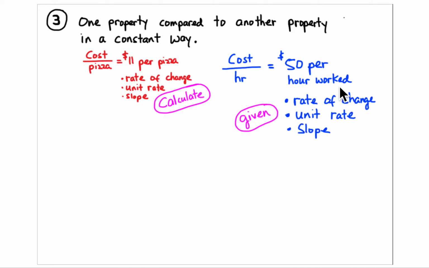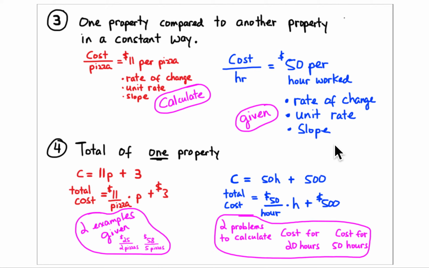For problem number 2, it is given to you. They tell you it's $50 per hour worked. So that's the rate of change. Every hour that they work, you owe them $50 more. Work another hour, $50 more. Work another hour, $50 more. That's the unit rate. That is also the slope.